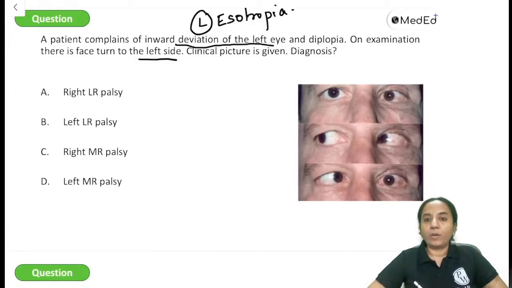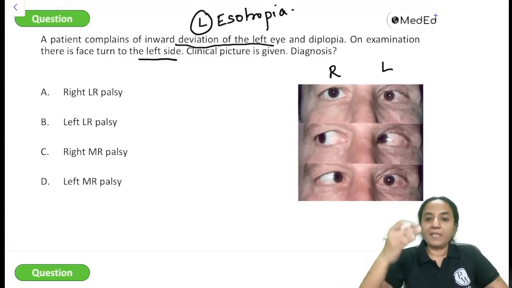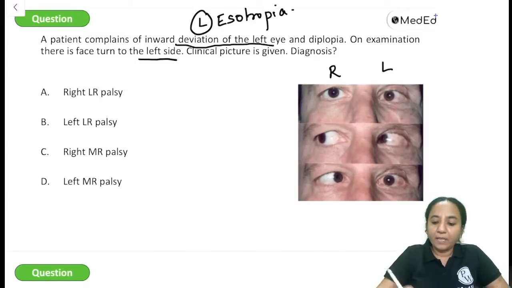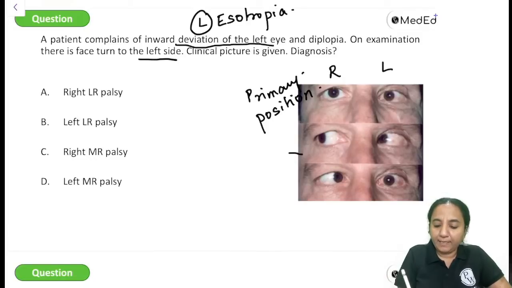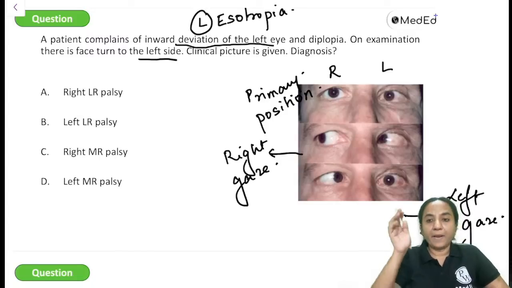Now let's have a look at this image. So see, this is the right eye and this is the left eye. This is a 3-gaze photograph. So when you have a 3-gaze photograph, the first picture is the primary position. The second picture is your right gaze. And the third picture is your left gaze.